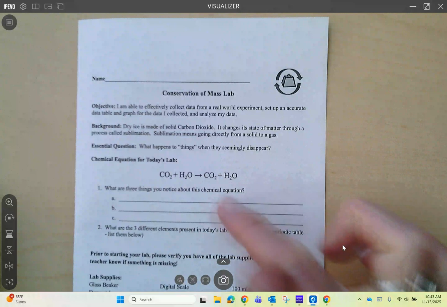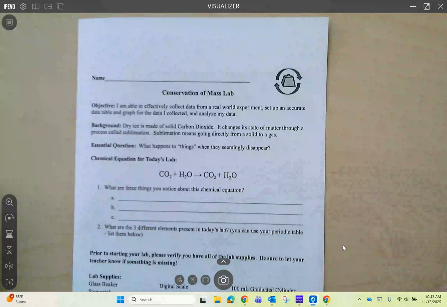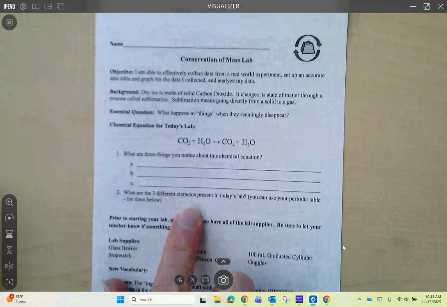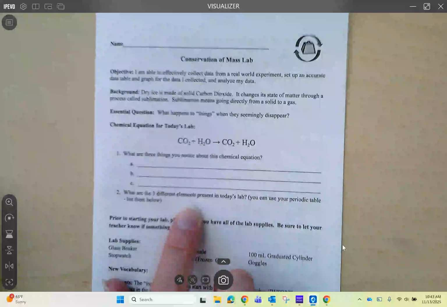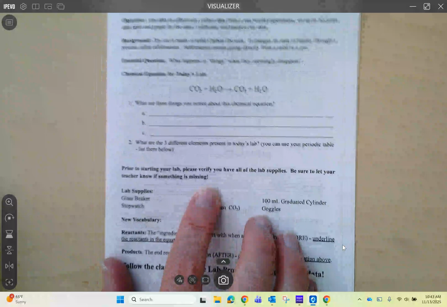Thinking about what you just said there, what are 3 things you notice about this chemical equation? You will be starting here tomorrow. Okay, you guys are going to get this booklet out from your teacher tomorrow. You will be starting by identifying what you notice about this chemical equation that we're going to be observing in this lab today, and you'll be identifying what the 3 different elements are that will be present in this lab.